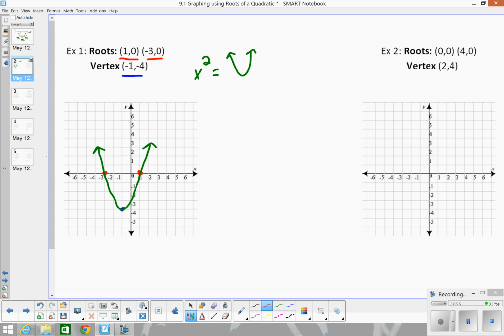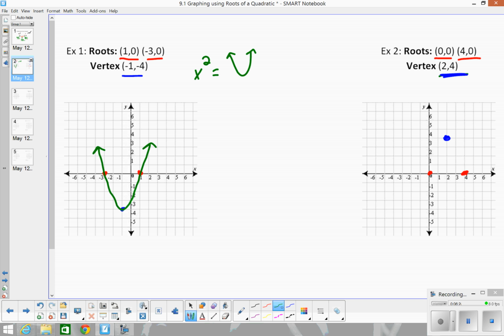So example 2. I have a root here, I have a root there. Let's go ahead and plot them. (0, 0) right there, (4, 0) right there. This all should be prior knowledge, should be easy and simple to plot these points. Go ahead and plot the vertex. Got to do it in blue. There we go. Okay, 2, 4 is up here: 1, 2, 3, 4. Now this looks a little bit different.